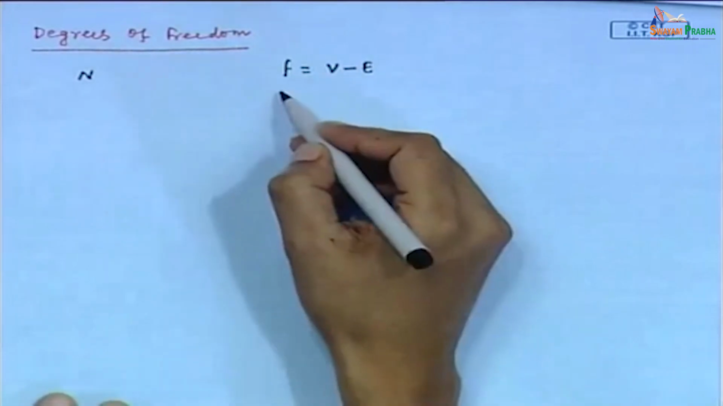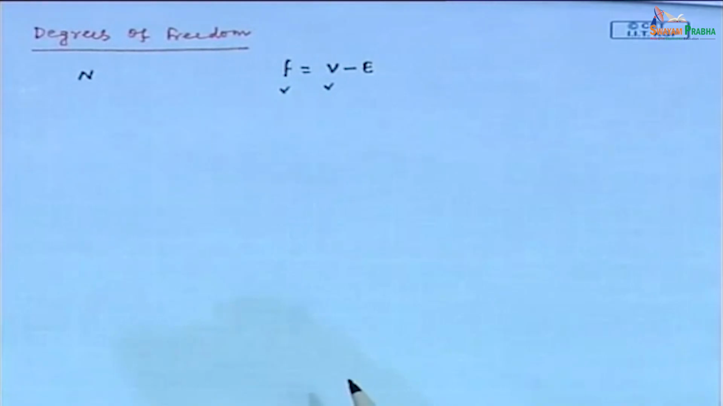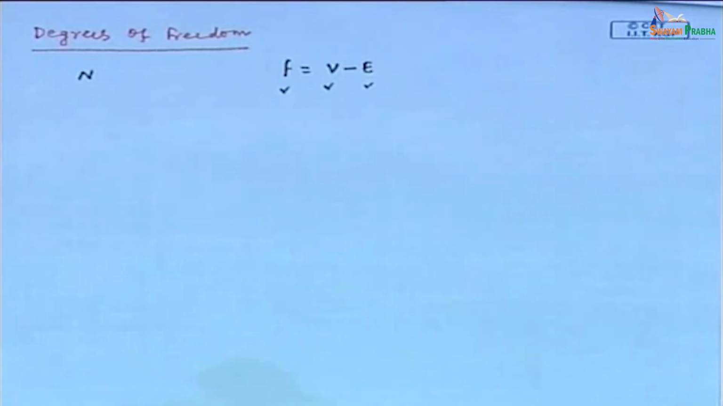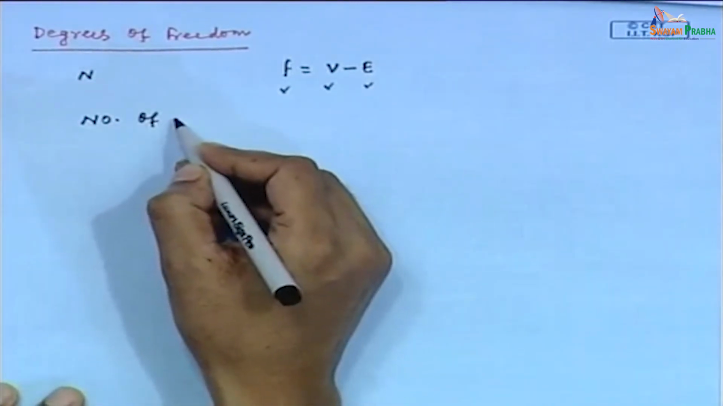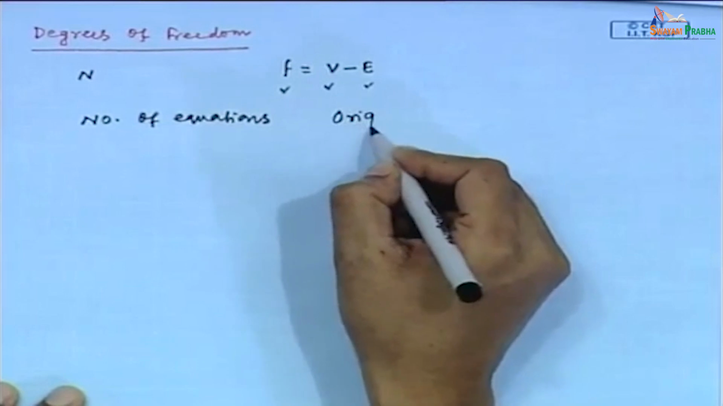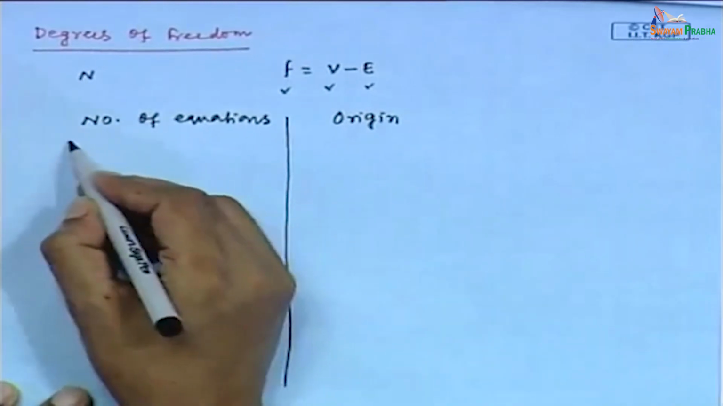F is the degrees of freedom, V is the number of independent process variables and E is the number of independent equations. So, to calculate the degrees of freedom, we need to find both V and E for the example distillation column. First we will go for the number of equations and the origin of those equations. We will first discuss this part.